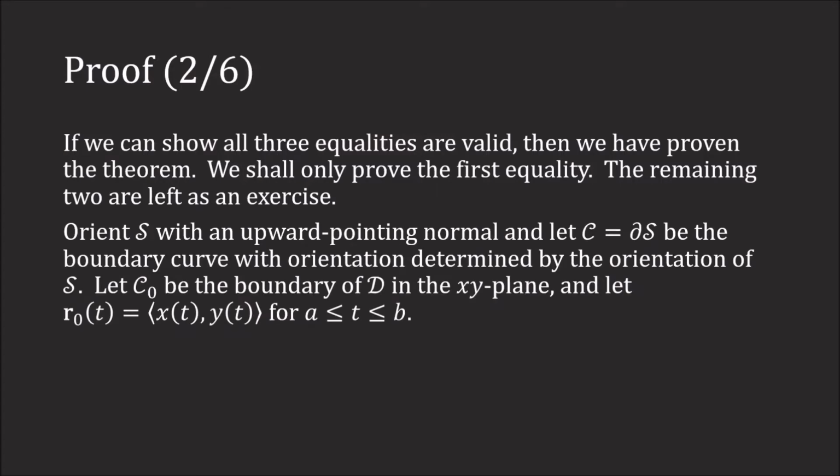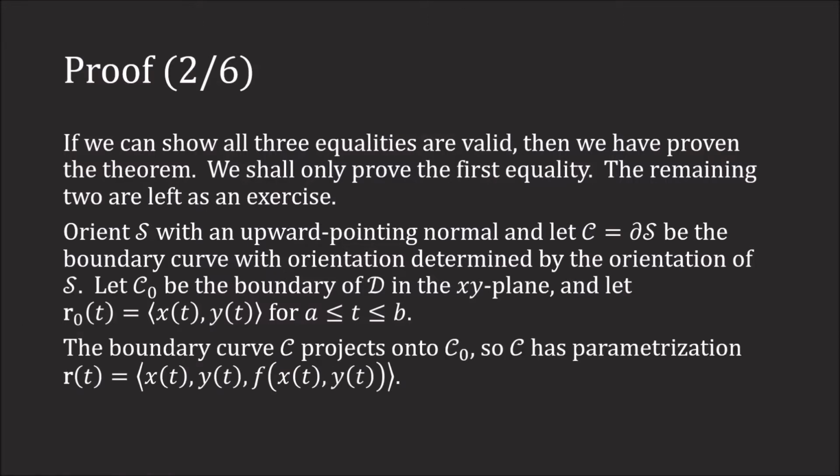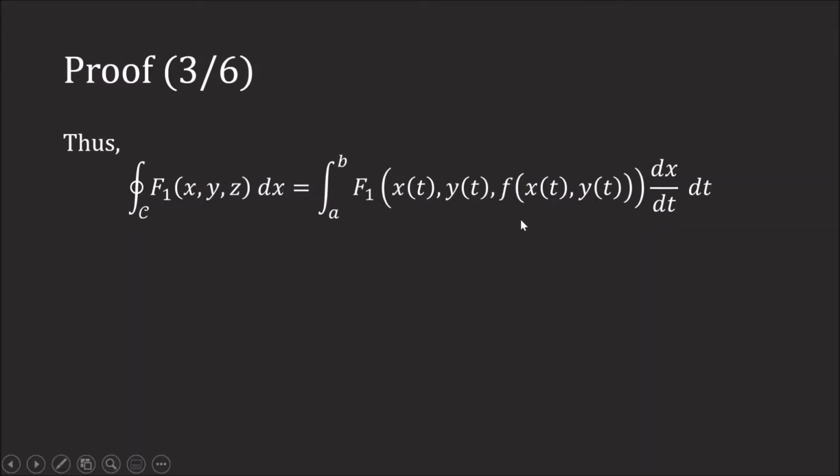Orient S with an upward pointing normal, and let C be the boundary curve of S, with orientation determined by the orientation of S. Let C naught be the boundary of D in the xy plane, and let r naught of t equal x of t, y of t for a less than or equal to t less than or equal to b. This will be the parameterization for C naught. Now the boundary C projects onto C naught, and so C would have this parameterization right here. Thus we can write the circulation in this form.